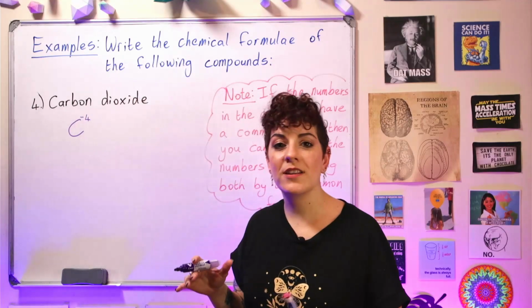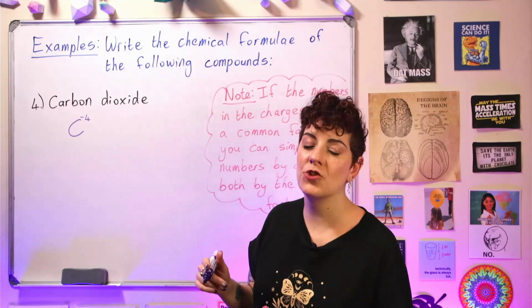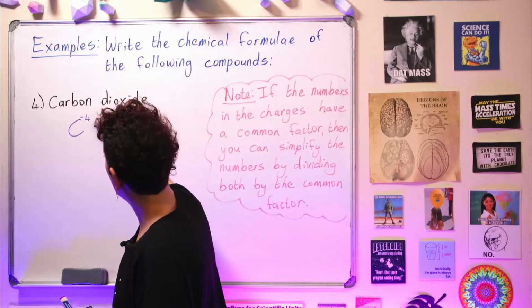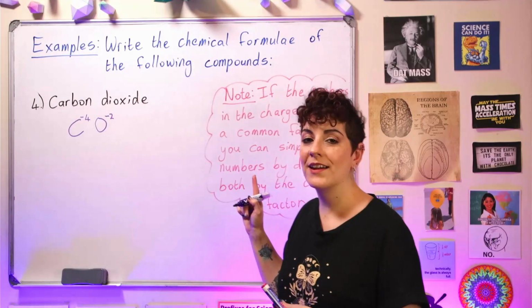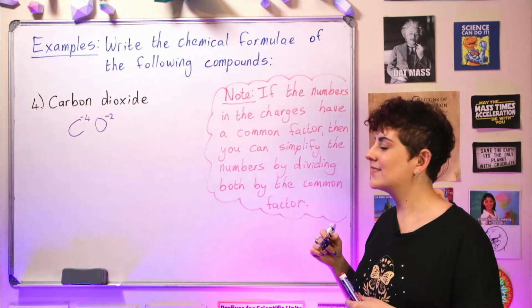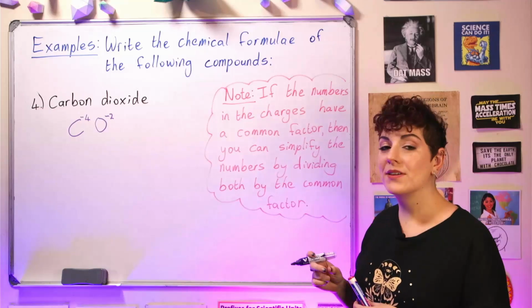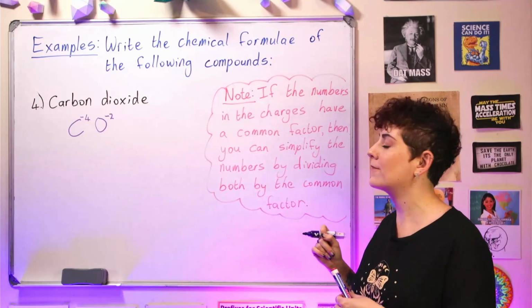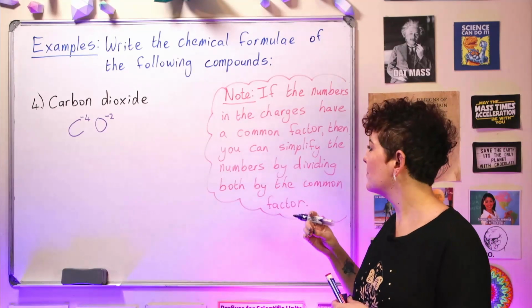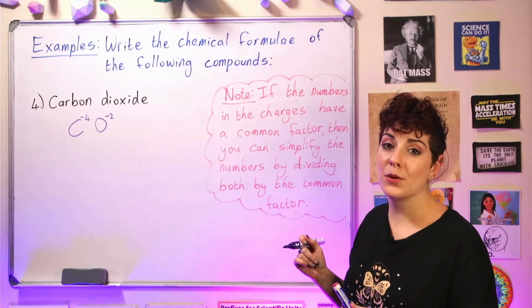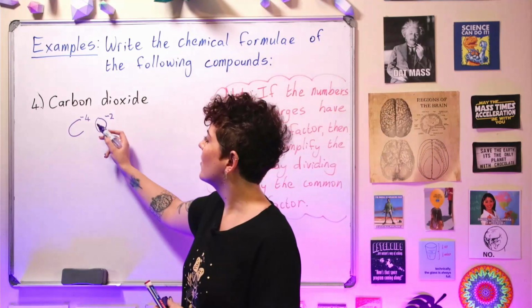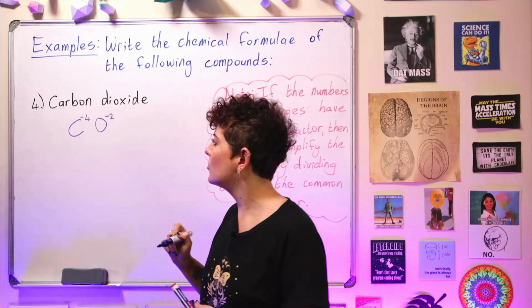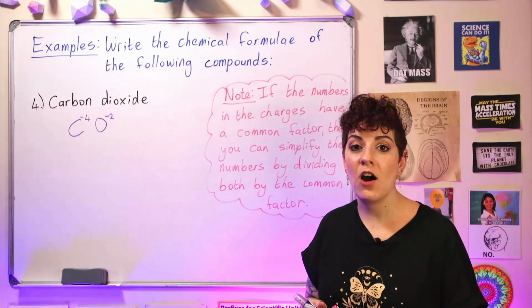Now, oxygen, as we said, is in group 6, and group 6 elements have a charge of minus 2. Now, I've written another little rule here in red. Let's read it quickly. It says, note, if the numbers in the charge have a common factor, then you can simplify the numbers by dividing both by the common factor. So now if you take a look at the numbers 4 and 2, they have a common factor of 2.